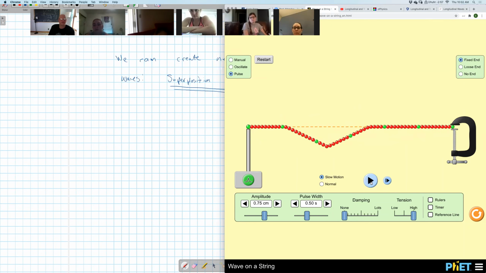So what happened to the wave? So the wave is moving to the right initially. It hits the boundary, and then it gets what's called reflected. So this portion of the wave gets reflected back in. And what happened to the wave when it got reflected?